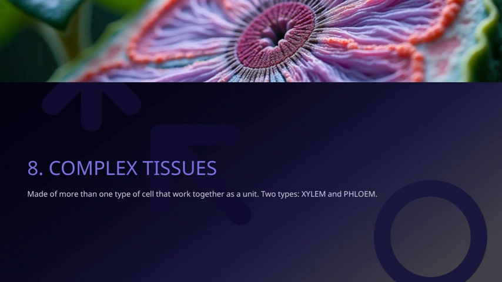Xylem is responsible for transporting water and minerals from the roots up through the plant, while phloem carries the food made in the leaves to other parts of the plant. Recognizing these different cell types working together helps us understand how plants stay healthy and grow. It's a great example of how diversity within tissues contributes to the overall function of the organism.